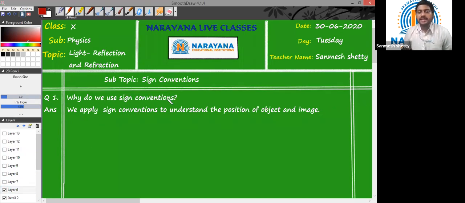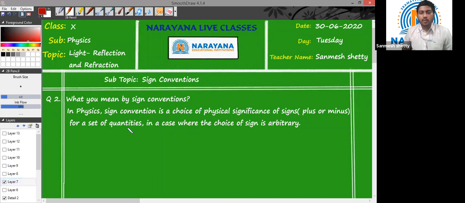Why do we use sign convention for lenses? For lenses, we use sign convention just to understand the position of object and image. So where the object exactly is kept or where the image exactly is formed, just for the sake of that, we use our sign convention. So let us proceed further to our next question.